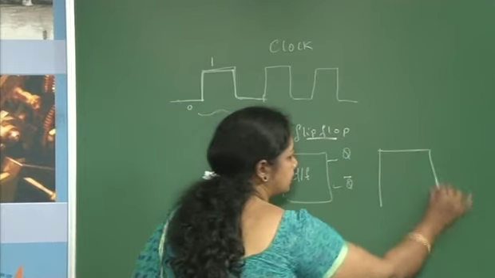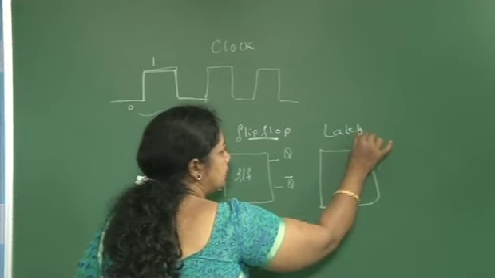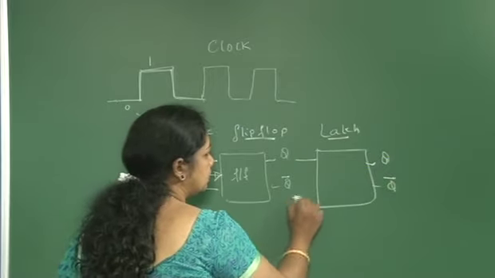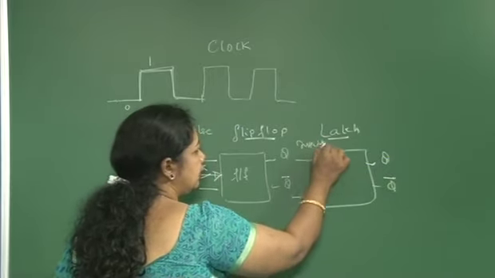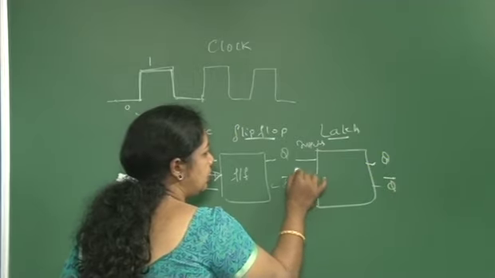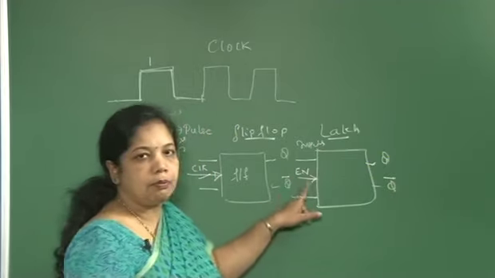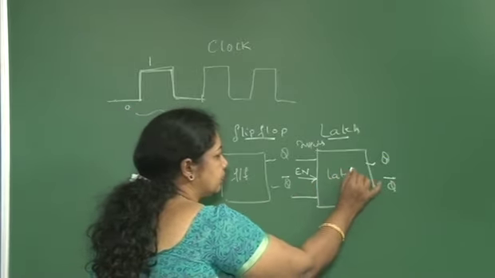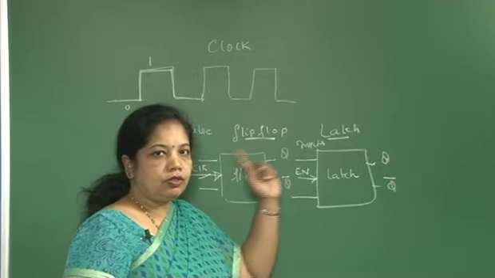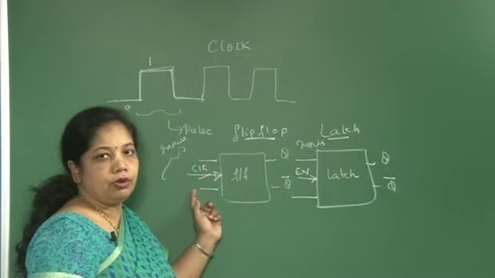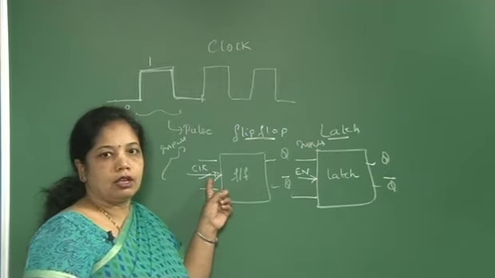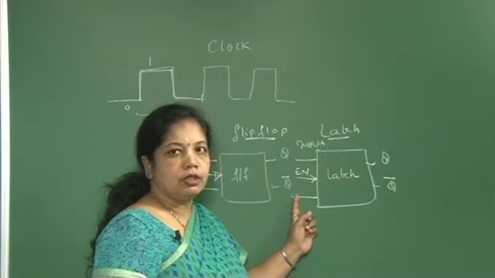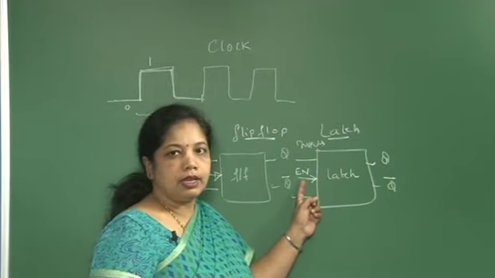So now the latch. Even the latch has two inputs and two outputs. The difference over here is the signal I am applying. So this is a latch. A flip-flop samples these inputs only at a clock event, whereas a latch samples these inputs continuously whenever there is an enable.